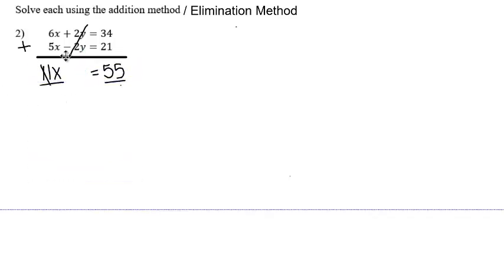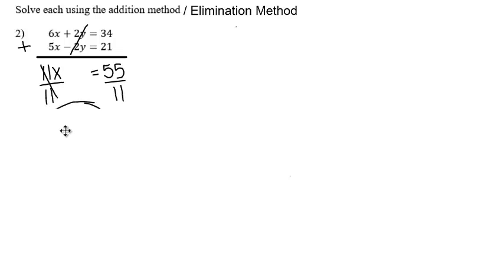So 6 plus 5 is 11. That's an 11 right there. 11x equals 55 because these canceled out. Then we're going to solve for x. Divide by 11. The 11's canceled. That's what that slash was. And now you have your x. But your solution is a point where these two lines cross. And points always follow x comma y.